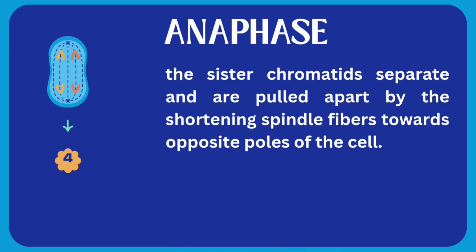Next is anaphase. Anaphase is the phase wherein the sister chromatids separate and are pulled apart by the shortening spindle fibers toward the opposite poles of the cell. So one sister chromatid is pulled to one pole and the other is pulled to the opposite pole of the cell. And that is because of the spindle fibers that are shortening and going towards the opposite poles of the cell.